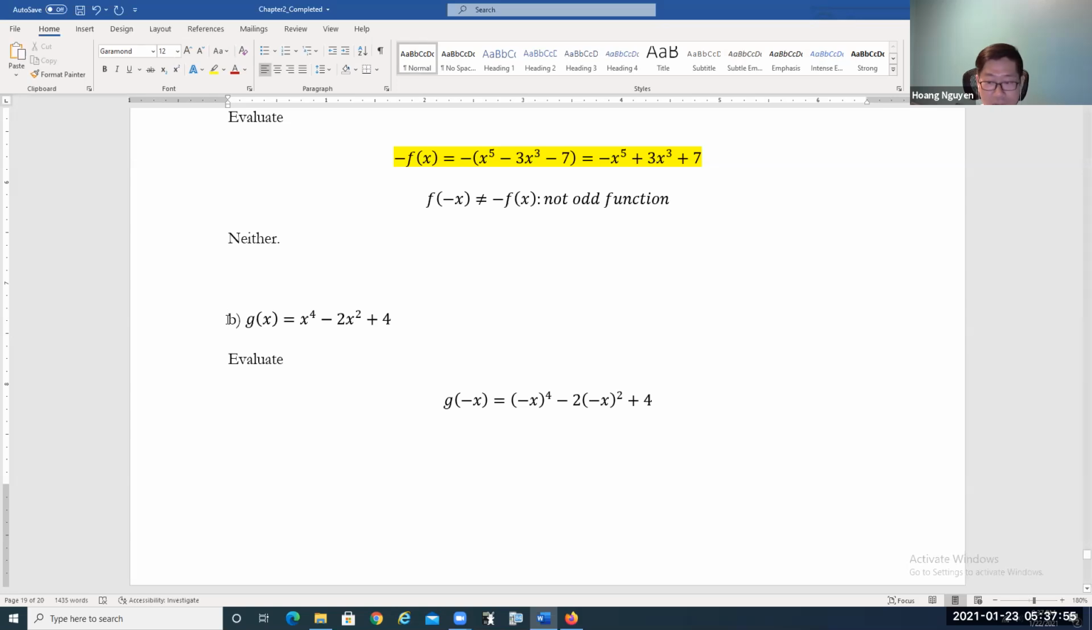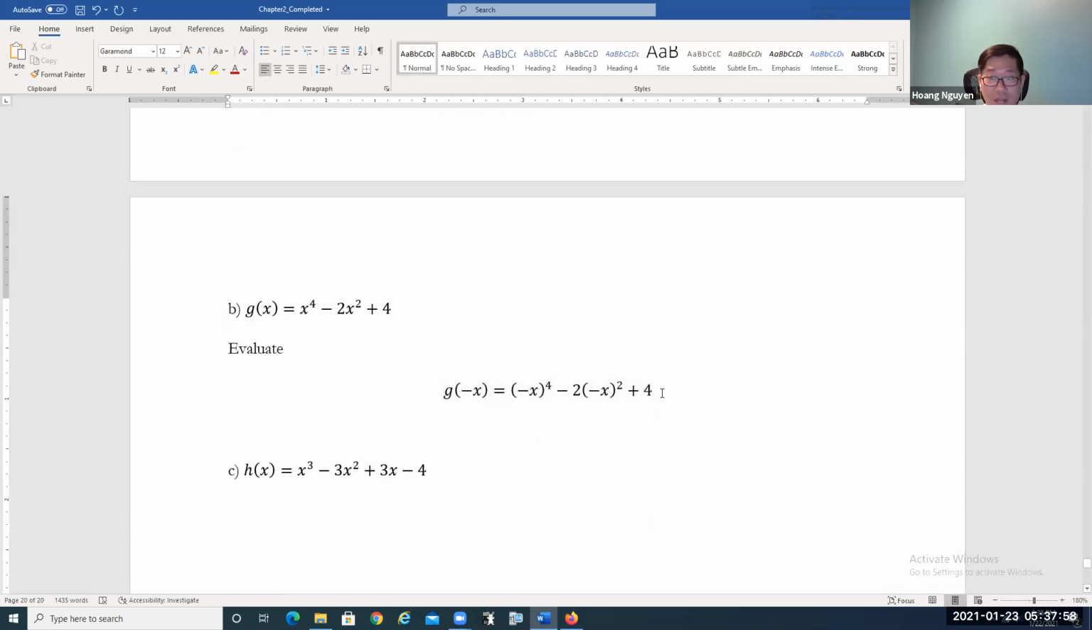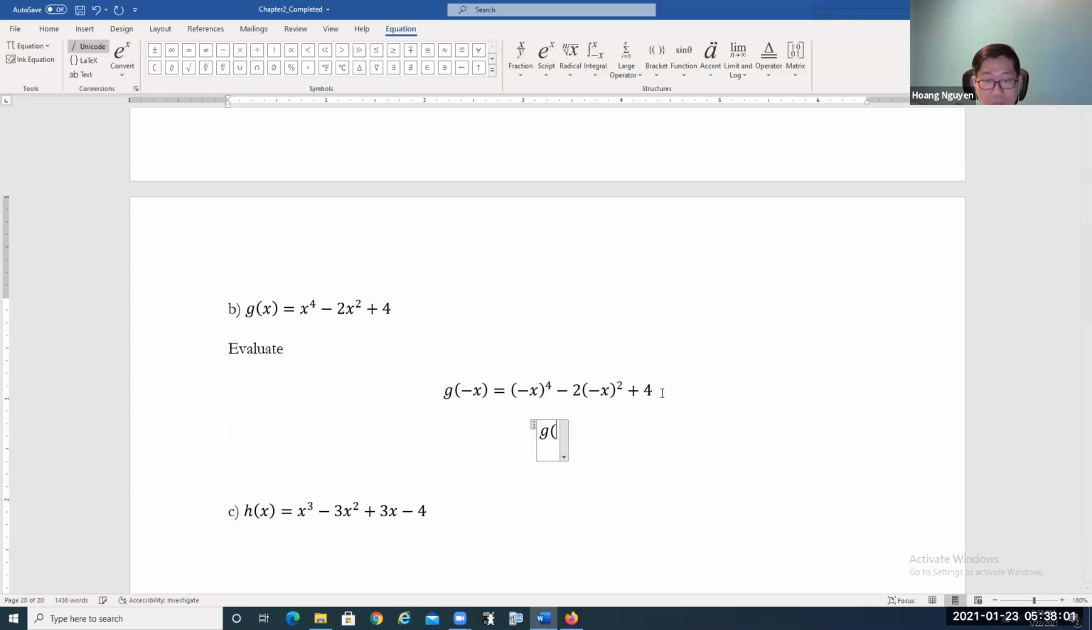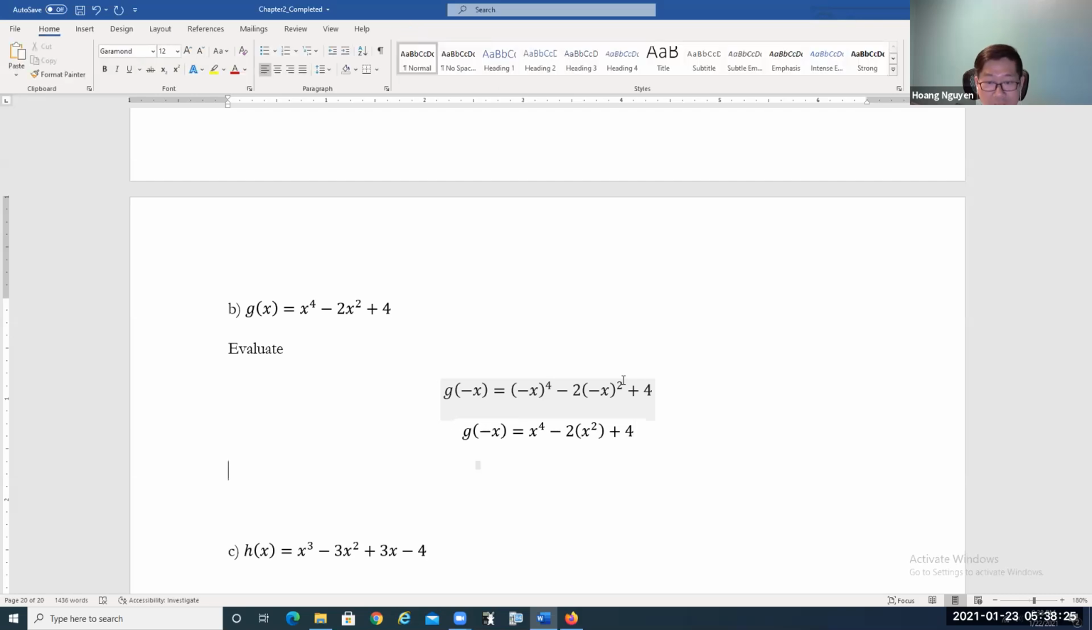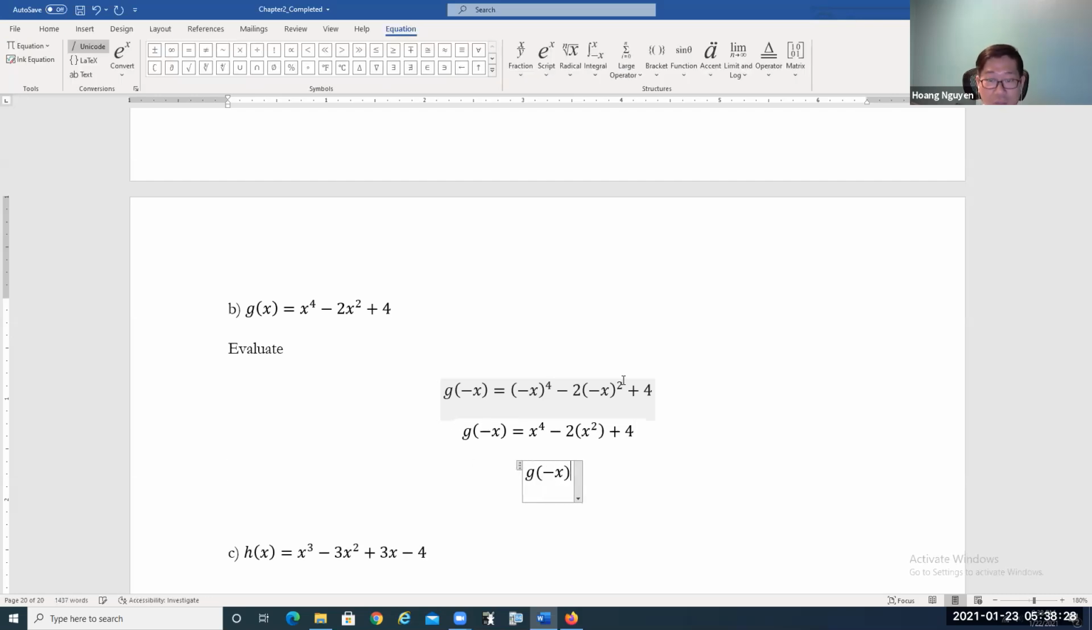I'm gonna take this question to the next page so we have enough room to show it. Okay, so now let's simplify this function. So we have g of negative x equal. When you take a negative number raised to an even power, the answer will be positive, right? So we have x to the power 4 positive. Now minus 2. And when you take the negative x raised to the power 2, it's even, so it's gonna be positive. So we're gonna get x to the power 2. And then plus 4. Okay, let's simplify it without the parentheses. So g of negative x equal x to the power 4 minus 2x squared and plus 4.